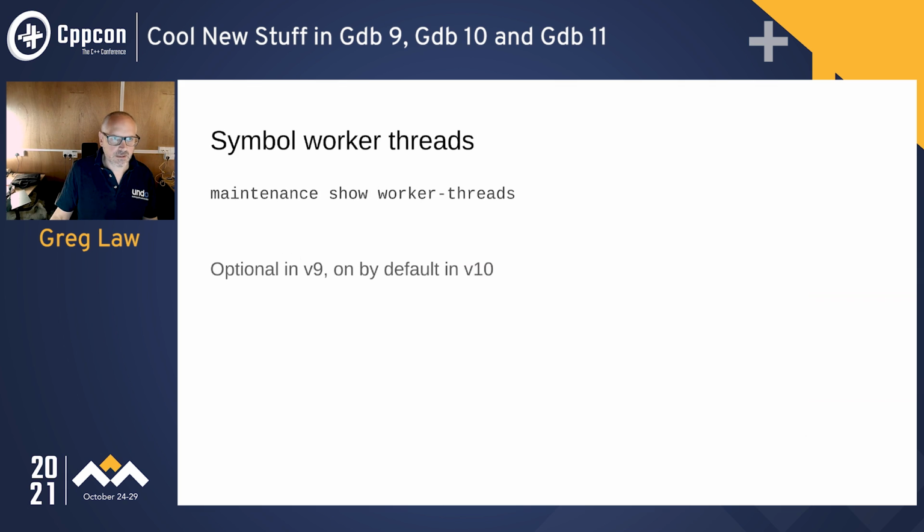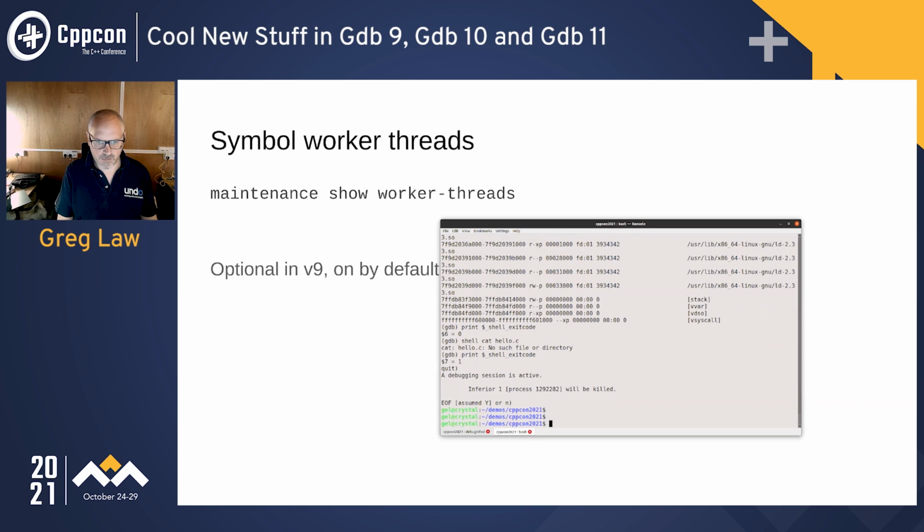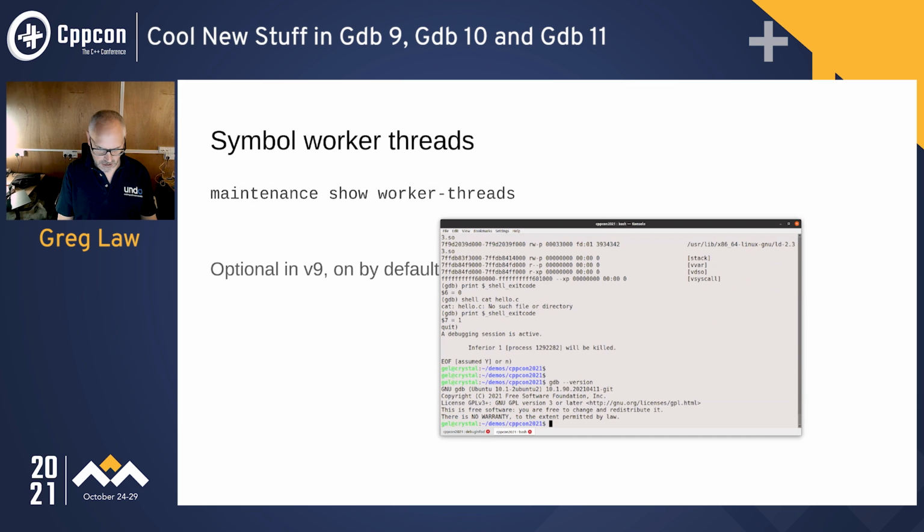Yeah. Right. So a couple of bigger things now. Well, this one's going to be fairly short. There's an error in my slides. I think these symbol worker threads are optional in V10 and by default in V11. Apologies for that. So remember, I've said a little foreshadowing of this when I talked about the Firefox symbols. So remember, this is just the default GDB on my system, which is GDB 10.